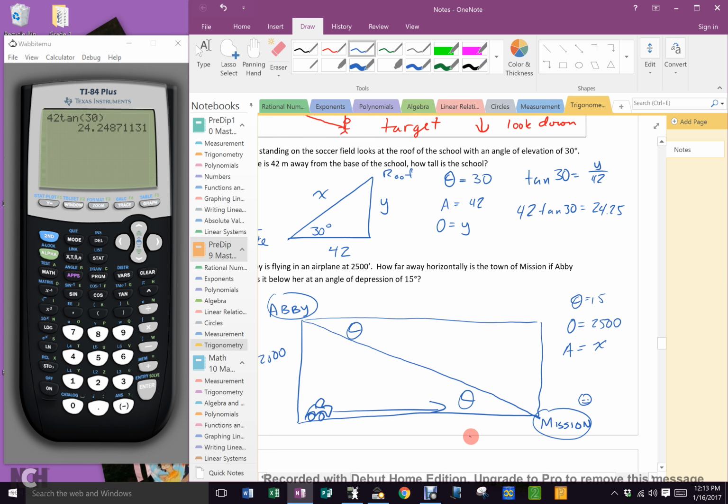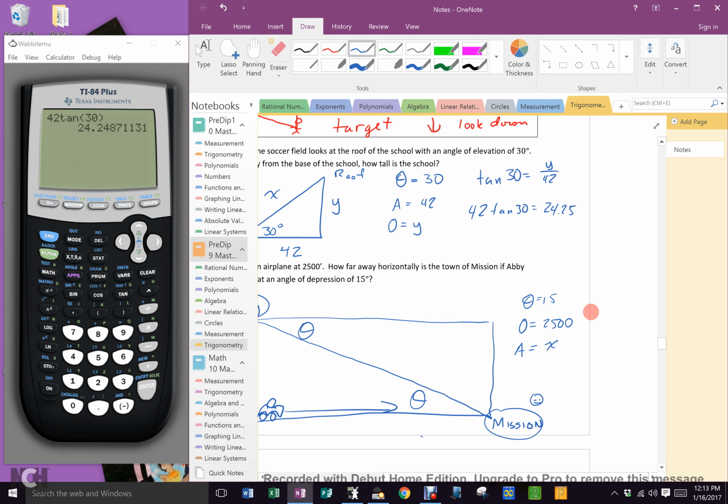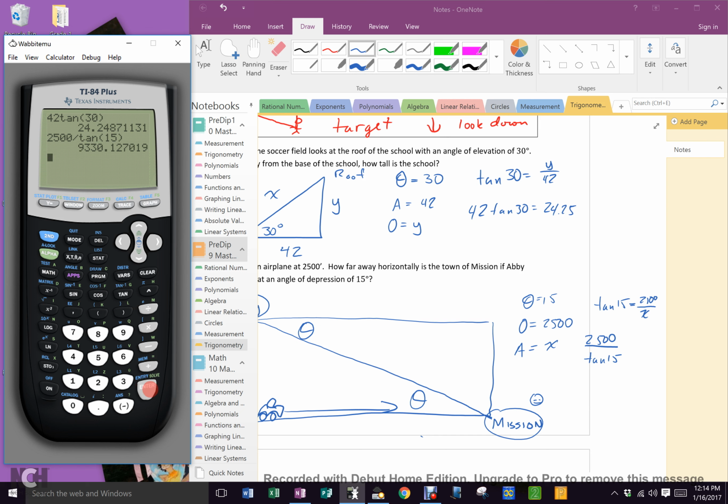Excellent. What's the answer? 2,500 and 15. Tan 15 equals opposite 2,500 over adjacent, x. So it's 2,500 divided by tan 15. I'm not going to do it because you guys know how to do it. 9,330.13. Okay.